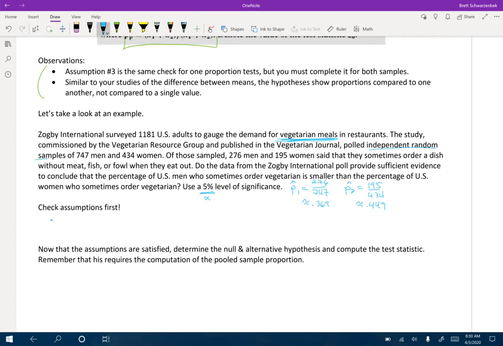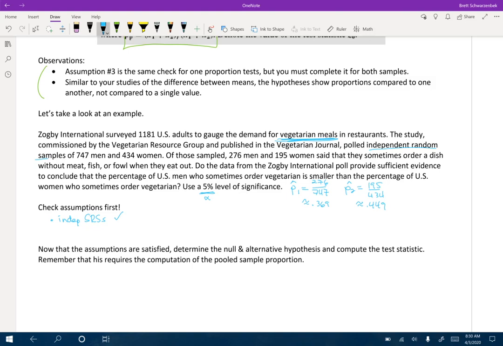So we can do independent SRSs. So we're good. But we also have basically the need to check for normality. Normality is weird with proportions, just like it was in the one sample. It has nothing to do with looking at n bigger than 30 or anything like that. It's all about these little success formulas that we have.